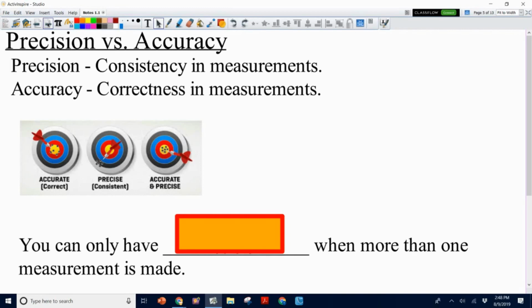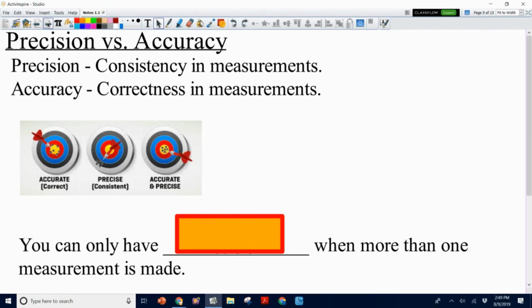So if I were to ask you how many eggs are in a dozen, you can tell me 12 and you would be correct. So you can be accurate. But could you be precise? And the answer to that is no, because I only asked you. Now, if I asked everybody in the classroom and everybody gave me the answer of 12, then you could also be precise. So we have a statement here. You can only have blank when more than one measurement is made.